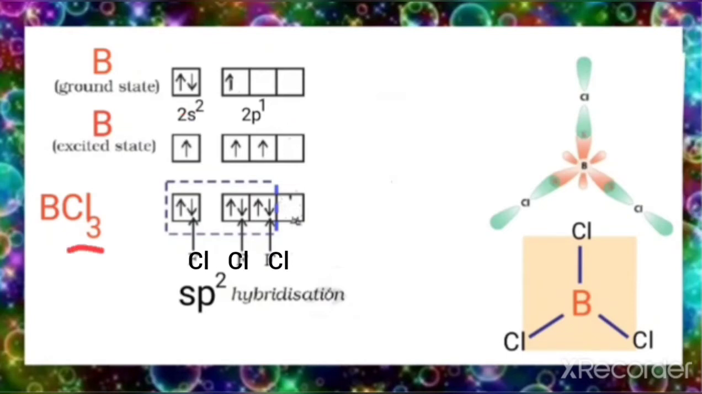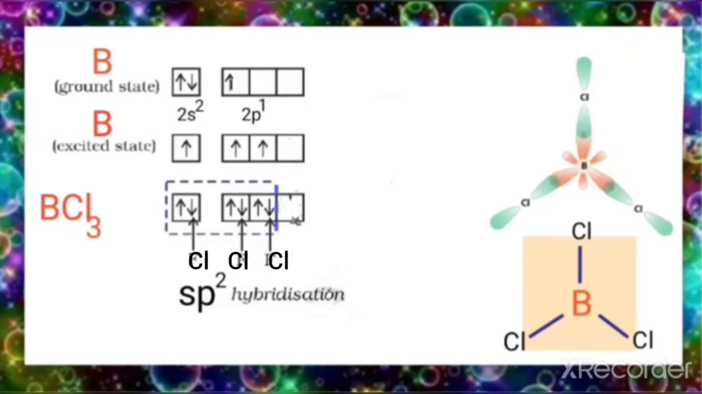Here 3 chlorine atoms are there. So 3 single electrons are needed for the central atom boron. So one of the electrons from 2s gets promoted to the vacant 2p orbital. So in the excited state, you can see here, now there is only a single electron in the 2s, and in 2px and 2py there is one single electron each. So we can say that there are 3 single electrons in the central atom boron.